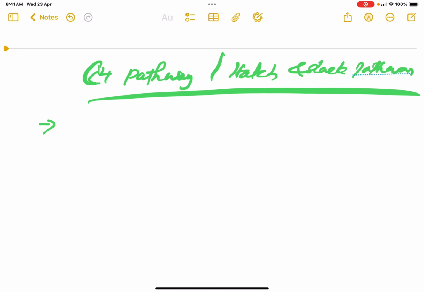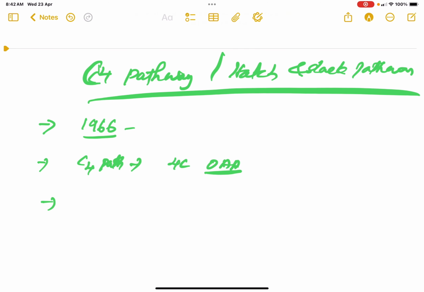The C4 pathway is also known as the Hatch and Slack pathway because this cycle was described by Hatch and Slack in the year 1966. It is known as the C4 pathway because the first stable compound formed in this pathway is the 4-carbon compound oxaloacetic acid. Why is this cycle known as the C4 pathway? Because the first stable compound formed during this cycle is the 4-carbon compound oxaloacetic acid.